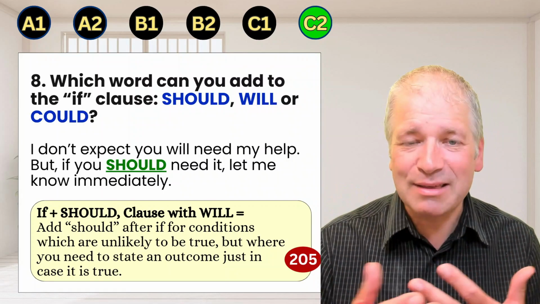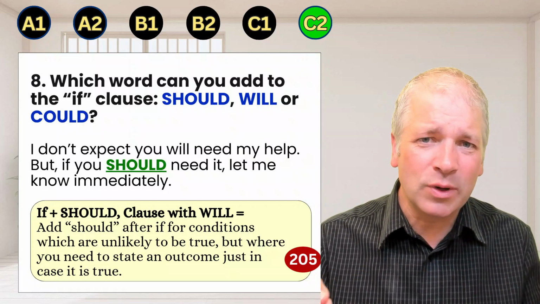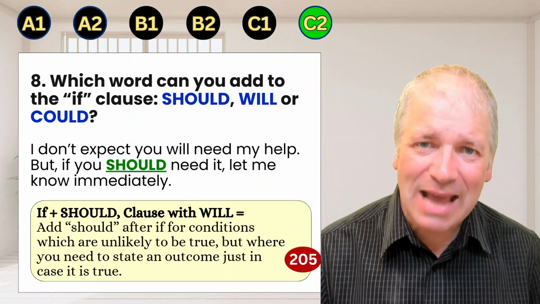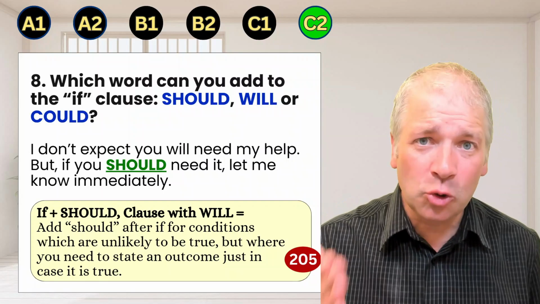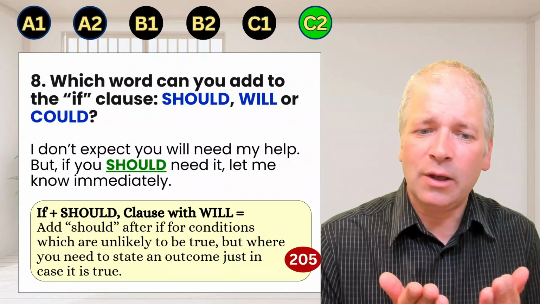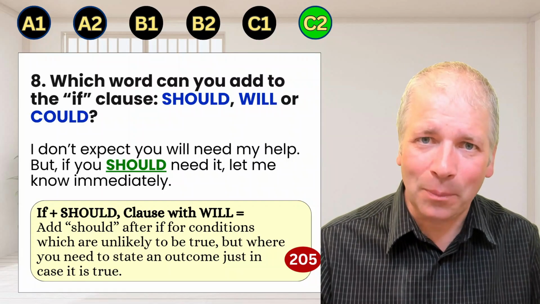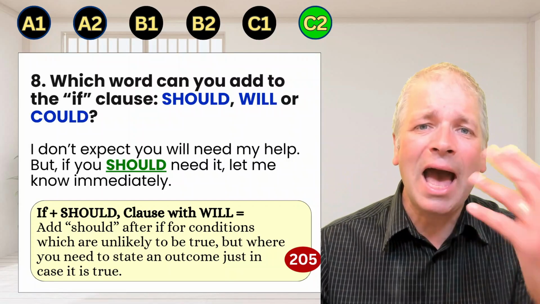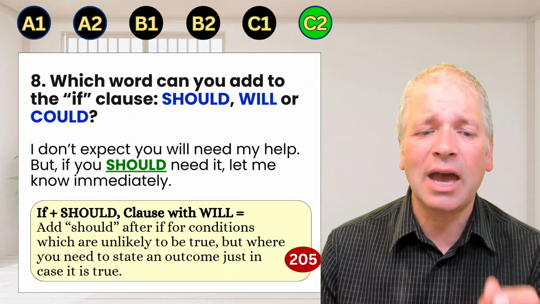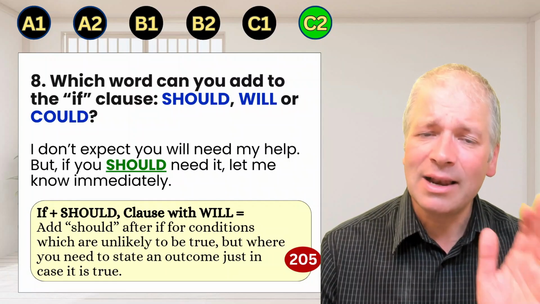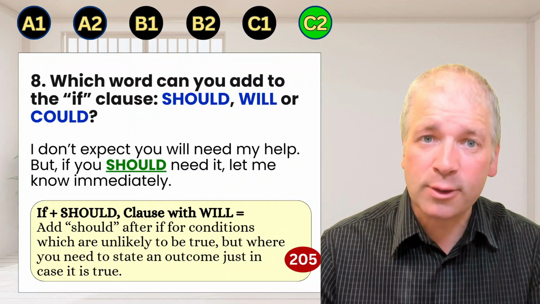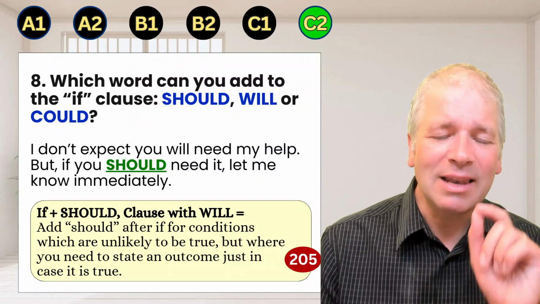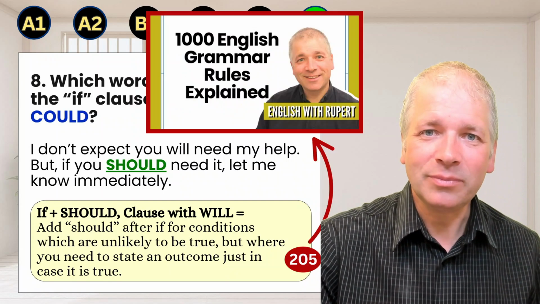Look at the two sentences together. I don't expect you would need my help. So we don't expect the next clause to be true. We don't expect that you will need help. So we don't think it's going to be true, but there's just a chance that it might be true. So we add this information just in case. Just in case you need it, let me know immediately. But we can also express that as if with should. If you should need it, let me know immediately.